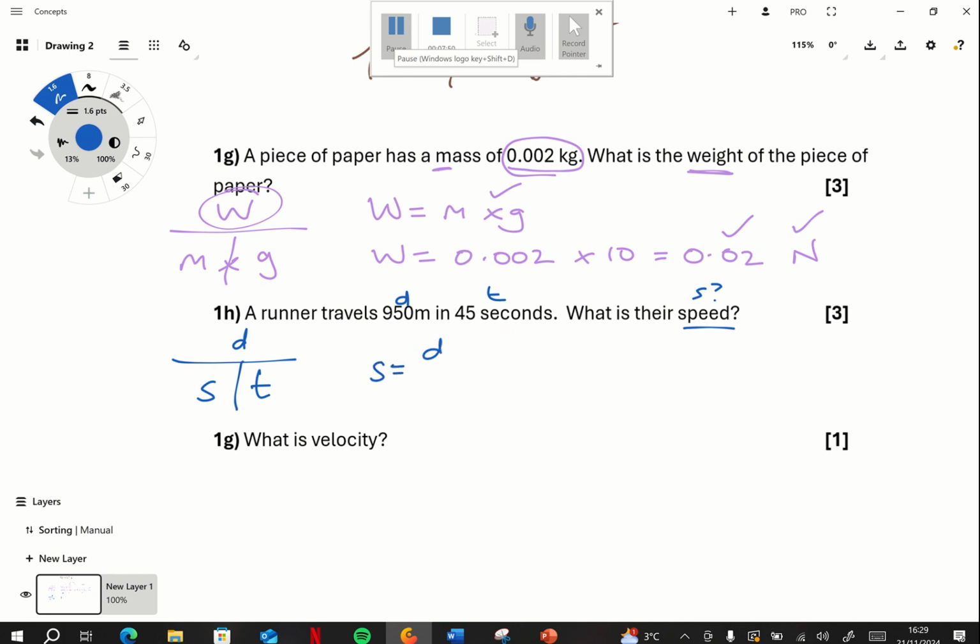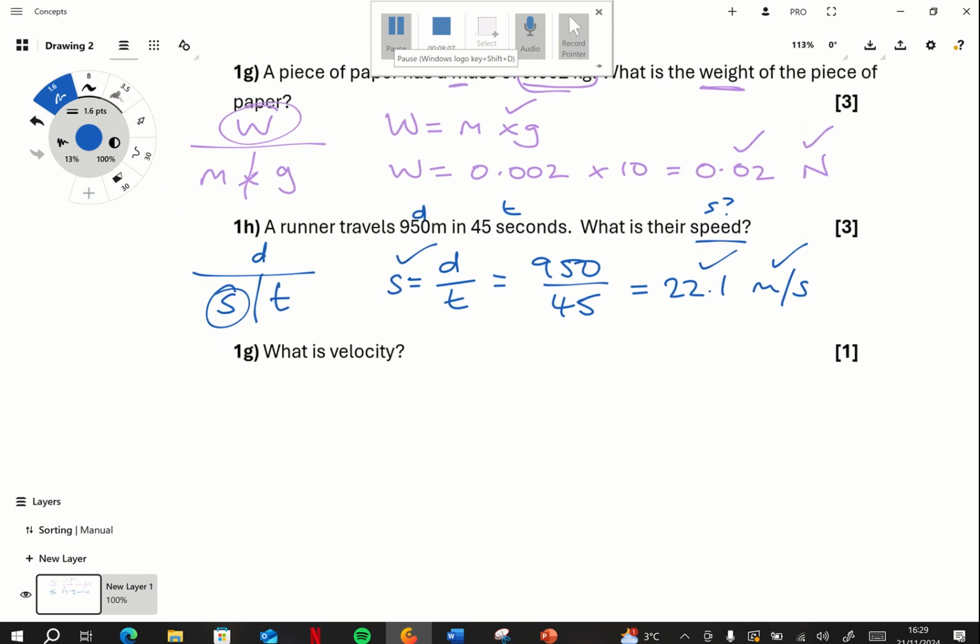S equals D over T. I want to find S. That's going to equal 950 divided by 45. And I think in class, and I'm going off the top of my head now, 22.1 meters per second. Mark, mark, mark. And this one, it's always on the exam, so make sure you're good at it.